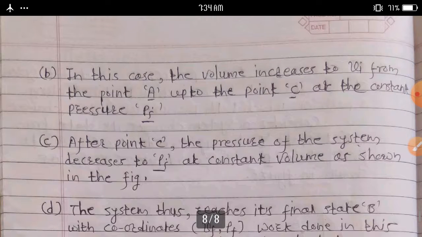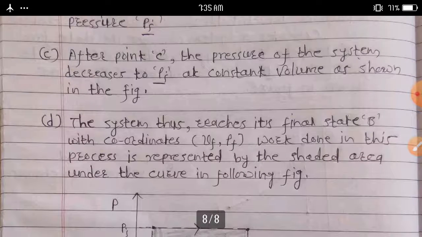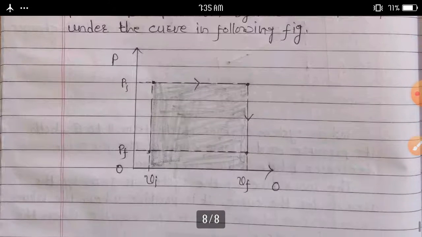Second condition, in this case the volume increases to V_f from the point A up to the point C at the constant pressure P_i. After point C, the pressure of the system decreases to P_f at a constant volume, as shown in the following figure. And lastly, the system thus reaches its final state B with coordinates V_f, P_f. Work done in this process is represented by the shaded area under the curve. See this diagram.